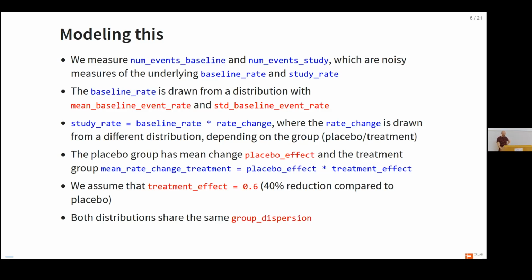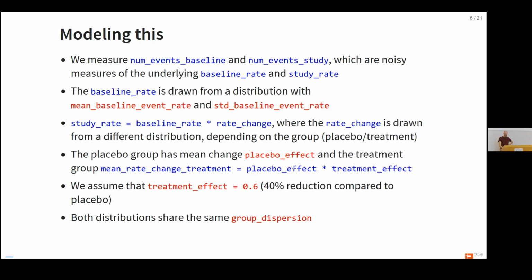Okay, so that gives you the baseline rate, and then you assume that the study rate is given by taking the baseline rate and multiplying by some kind of factor, the rate change. And this change is in turn drawn from another distribution, one distribution if you're in the placebo group, another one if you're in the treatment group.